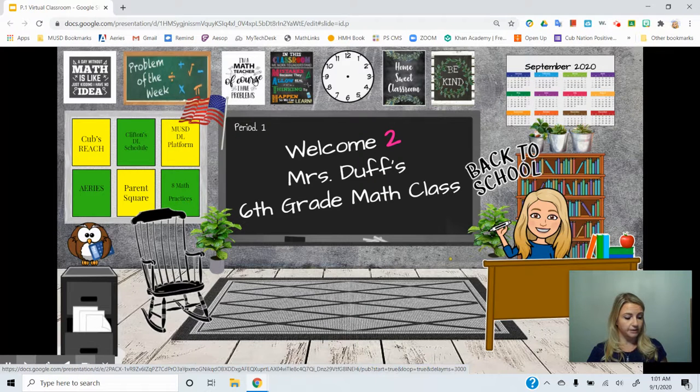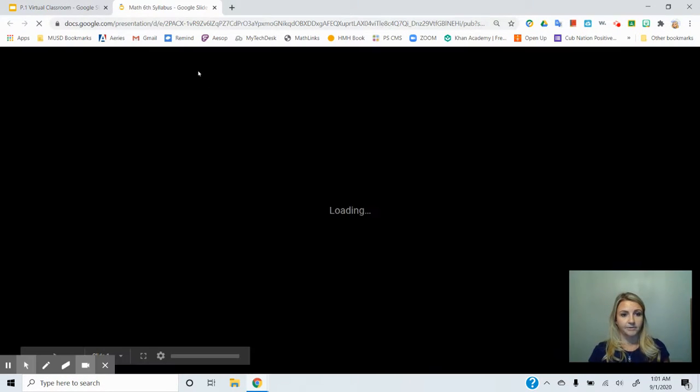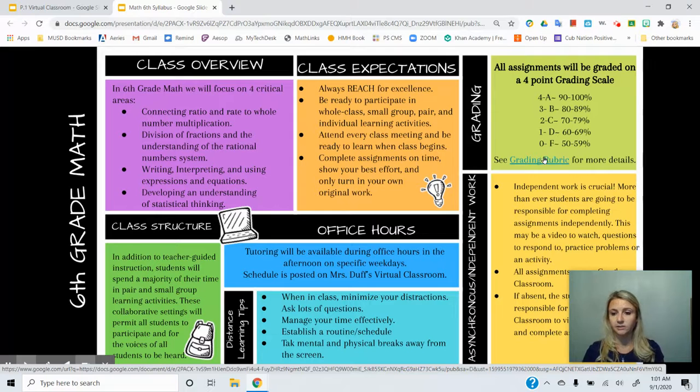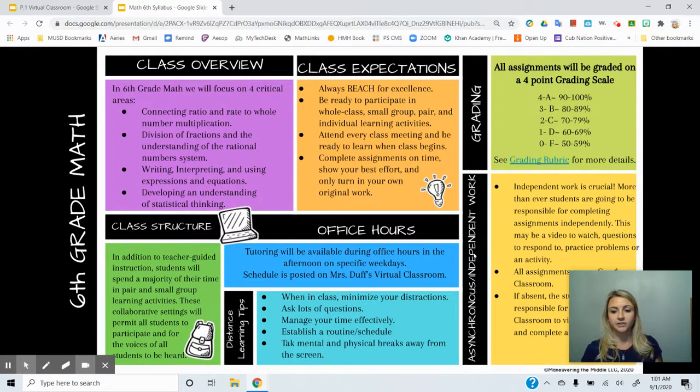To the left of the clock, the "I am a math teacher, of course I have problems" poster will take you to the 6th grade syllabus. Here you can find the class overview and what our focus will be in this year's math class, expectations, the grading policy, as well as a grading rubric that you can click on to look further, the asynchronous or independent work time, which is crucial this year, and a place where they can find my office hours, distance learning tips, and class structure. Please make sure to read through this with your students to make sure that they understand what is expected of them this year.